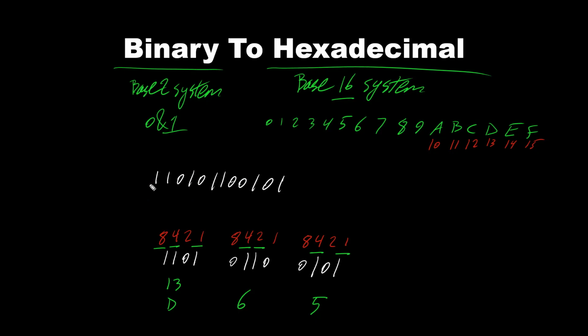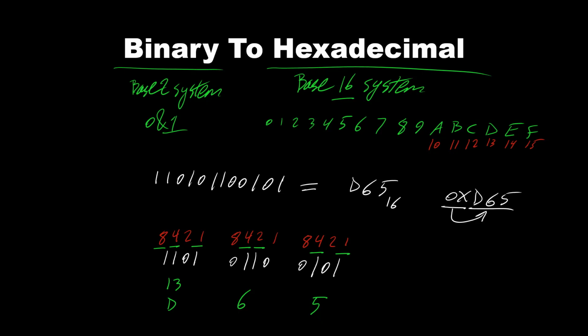So we can say this binary equals D65 in hexadecimal number system. Or sometimes with hexadecimal numbers we might see 0x D65. This 0x is just a prefix telling us the following number is a hexadecimal number. So this D65 is a hexadecimal number.